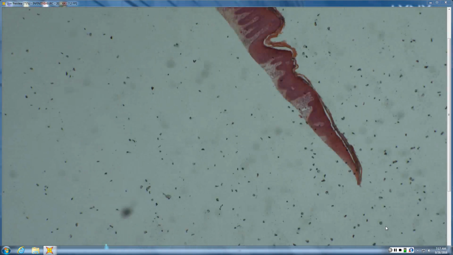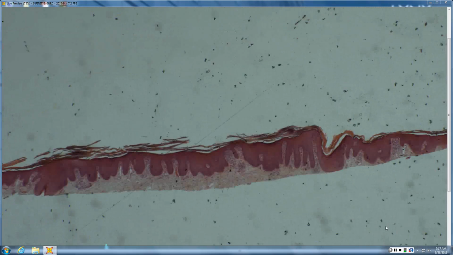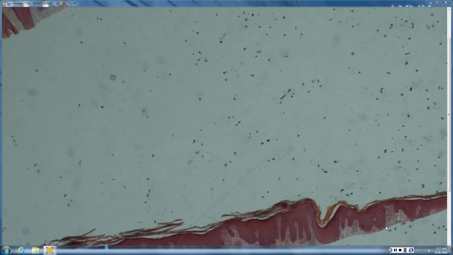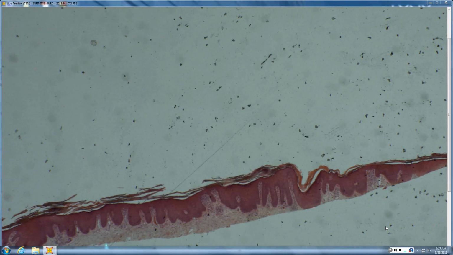Okay, we'll go through the last few pretty quickly because there's some duplicates. Let's see, what was this one? This one I think is PRP. Nope, this was just psoriasis.